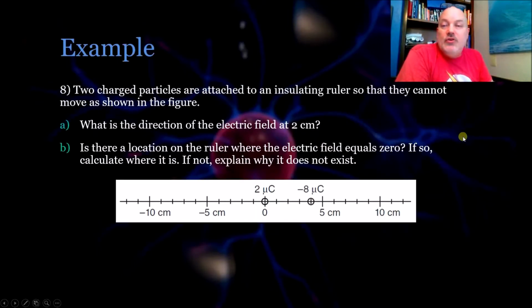All right, here's number 8. Two charged particles are attached to an insulating ruler so they cannot move as shown in the figure. So here must be our ruler. It's marked off in centimeters. We have a +2 microcoulomb and a -8 microcoulomb.